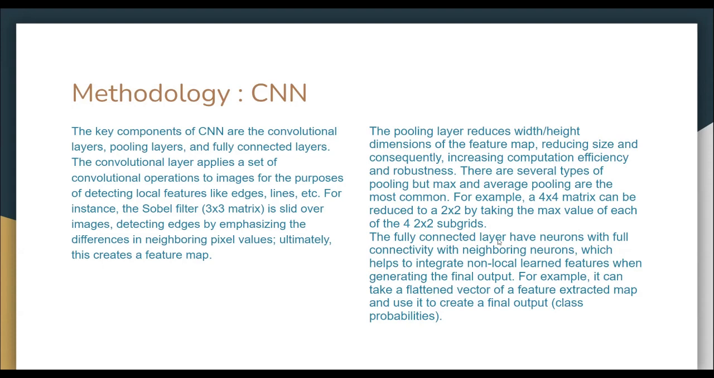The fully connected layer has neurons with full connectivity with neighboring neurons, which helps to integrate non-local learned features when generating the final output. For example, it can take a flattened vector of a feature extracted map and use it to create a final output, the class probabilities.